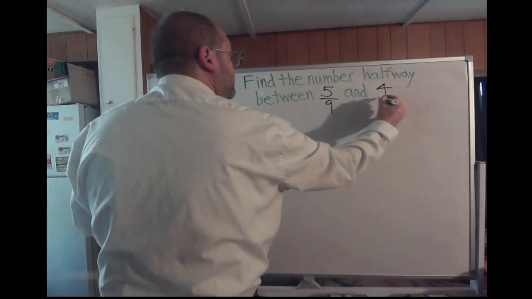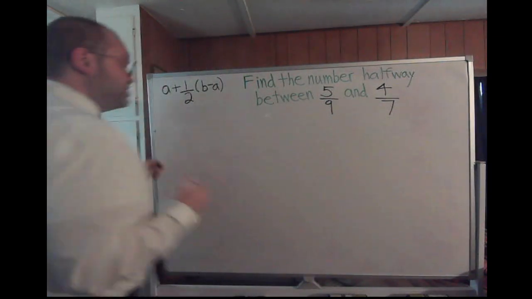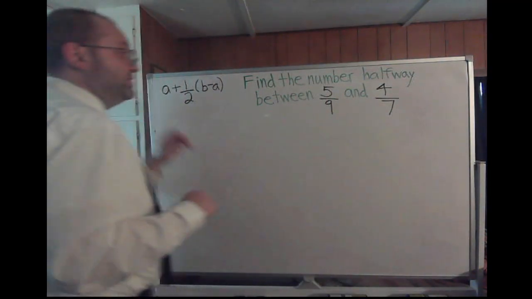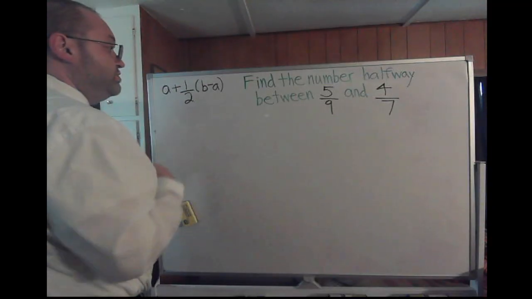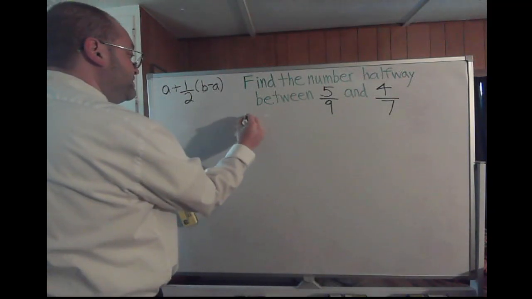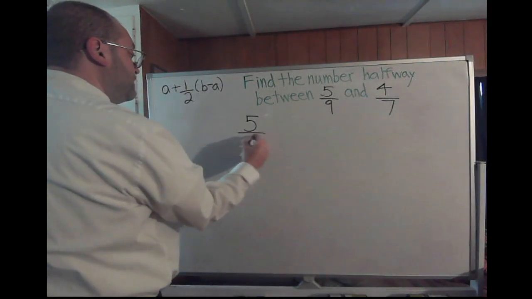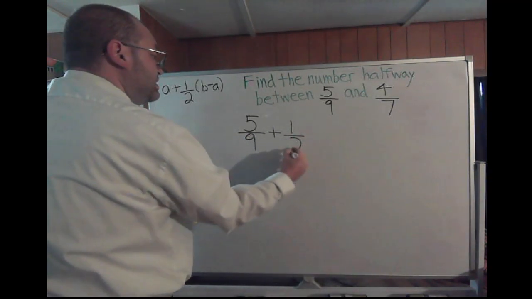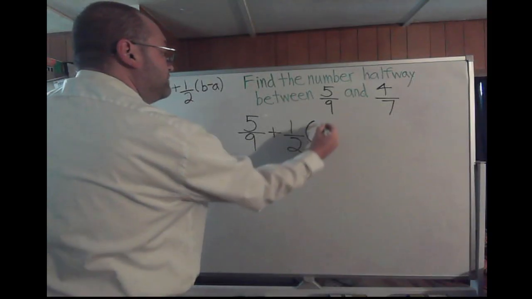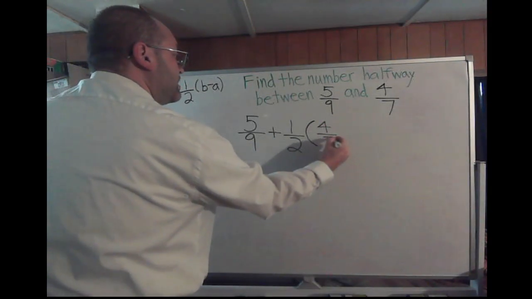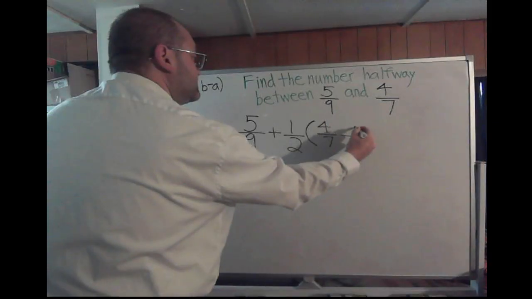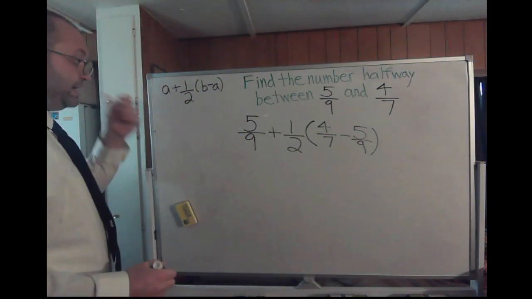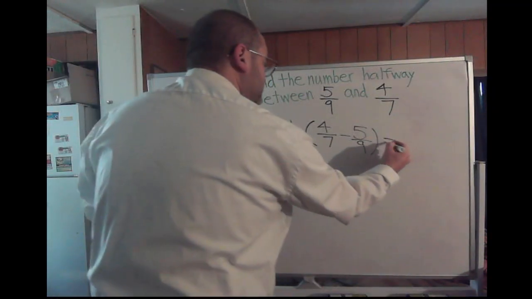So the first problem here, they're asking us to find the number that lies halfway between 5/9 and 4/7. So what we got to do now is you're going to take your first number of 5/9, and since it's halfway, it's going to be plus 1/2 times your second number of 4/7 minus 5/9, your first number. So that's the equation set up, and now it should just be some basic math.